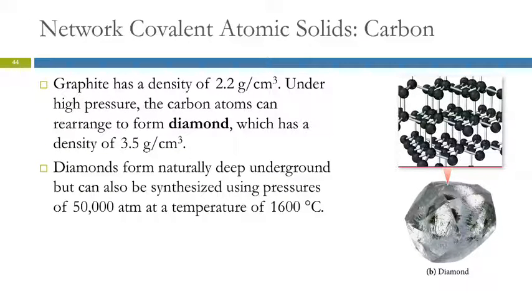Graphite has a density of 2.2 grams per cubic centimeter. You don't need to memorize that. But if you take graphite and you put it under extremely high pressure, you can force the carbon atoms to rearrange and get closer together. And that's how diamonds are formed. Graphite, under extreme pressure, rearranges the carbon atoms to form diamond. A diamond has a density of 3.5 grams per cubic centimeter.